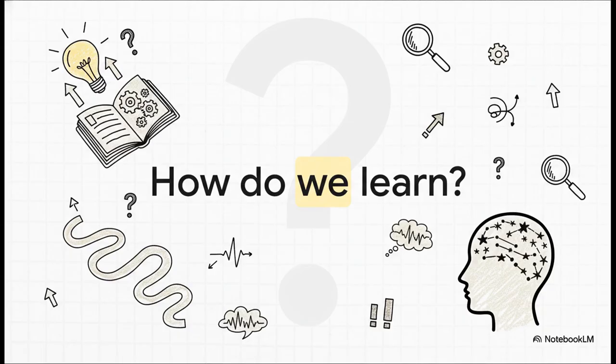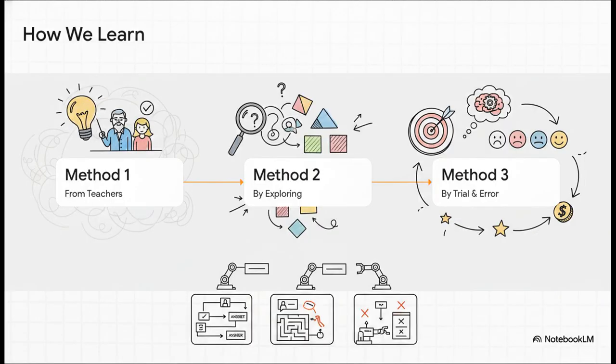Let's start with a really simple question. How do you learn? How did you learn everything you know right now? If you really think about it, it kind of boils down to a few key ways, right? We learn from teachers who show us the right answers. We learn by just exploring things and finding patterns for ourselves. And of course, we learn by trial and error.